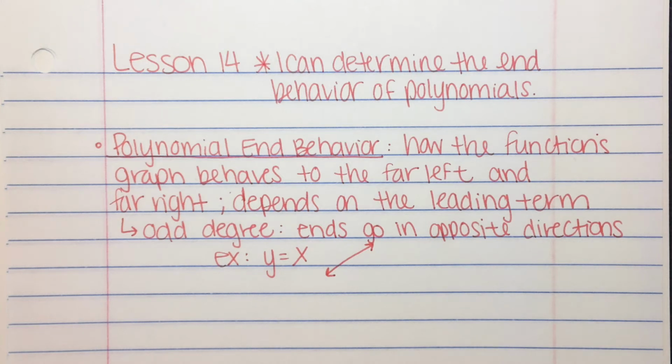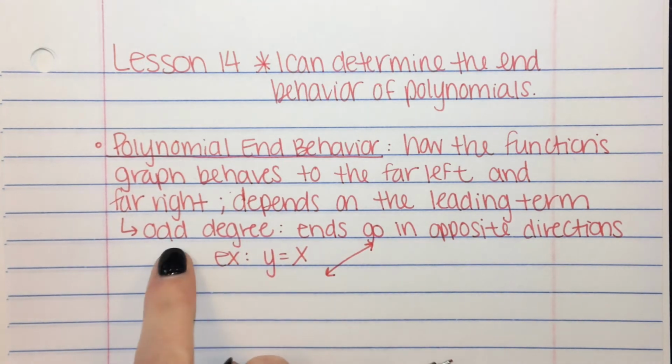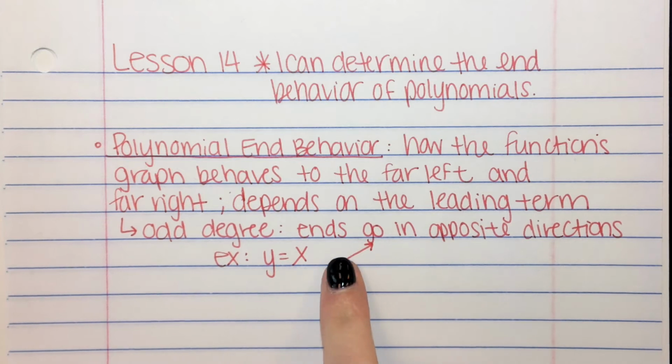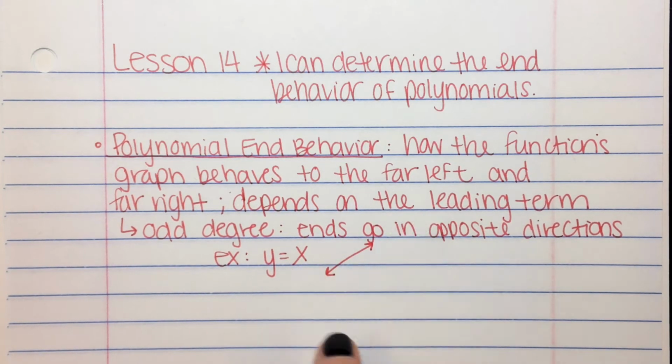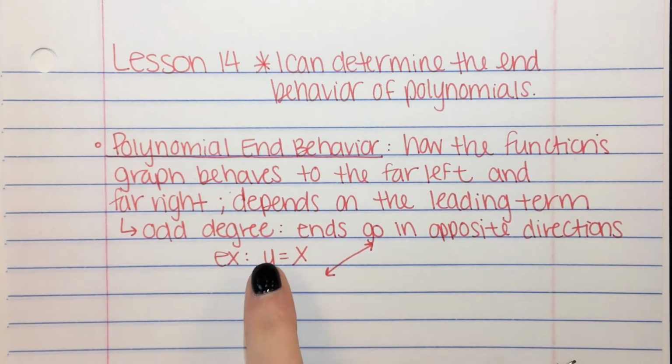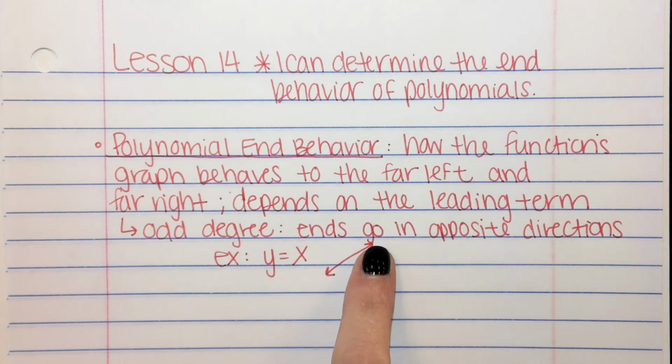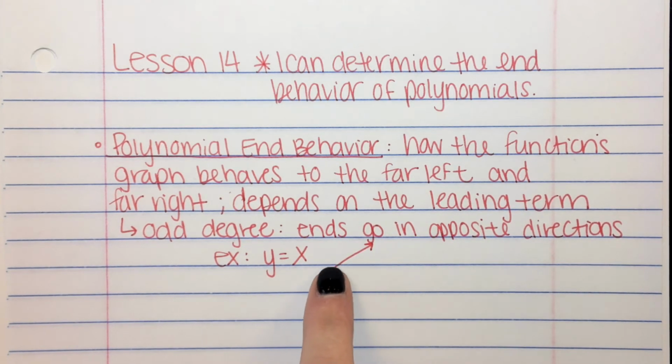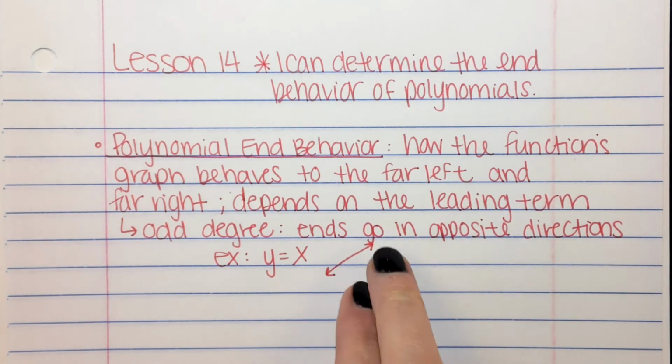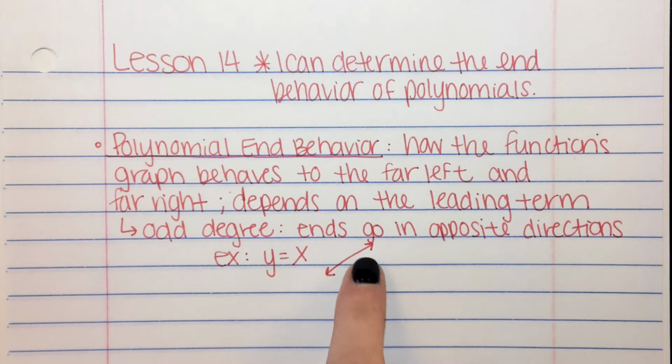If that leading term or that polynomial has an odd degree, then the ends of your graph are going to go in opposite directions. Okay, here's an example. Y equals x, that's the most basic odd degree polynomial. It's x to the first power. And when you graph that, it's a line. And so if you go to the left, then the line's going down. If you go to the right, the line's going up. So those two ends are going opposite directions. One's going up, one's going down.